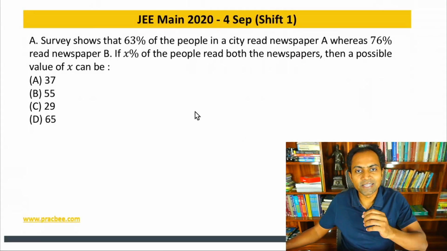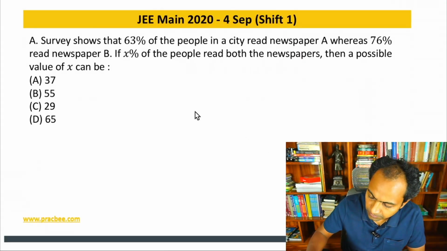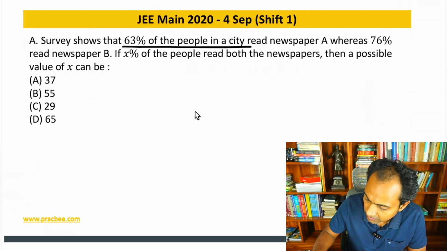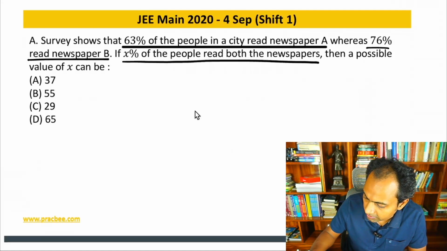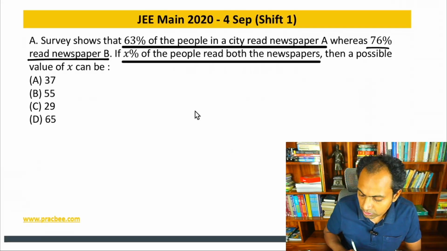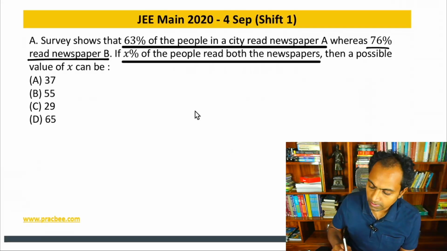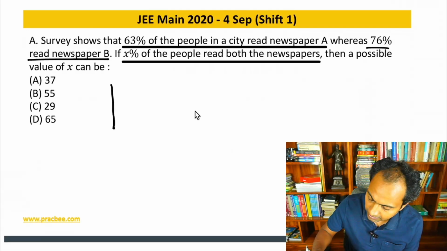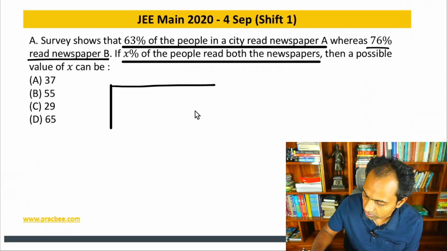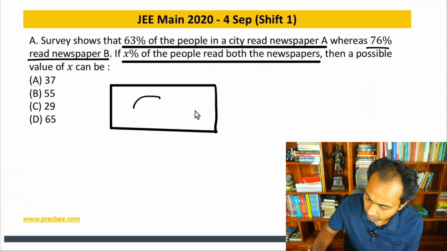Now this very intelligent question was framed in 2020. The question says that in a survey 63% of people in the city read newspaper A, 76% read newspaper B and X% read both A and B. Then the possible value of X can be. Now let us draw the Venn diagram and understand what is happening in this question. So if you draw the Venn diagram, this is how the Venn diagram of A and B will look.